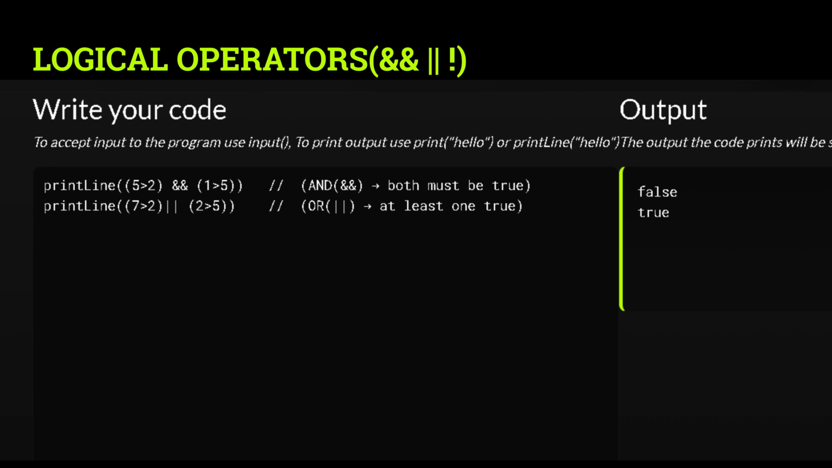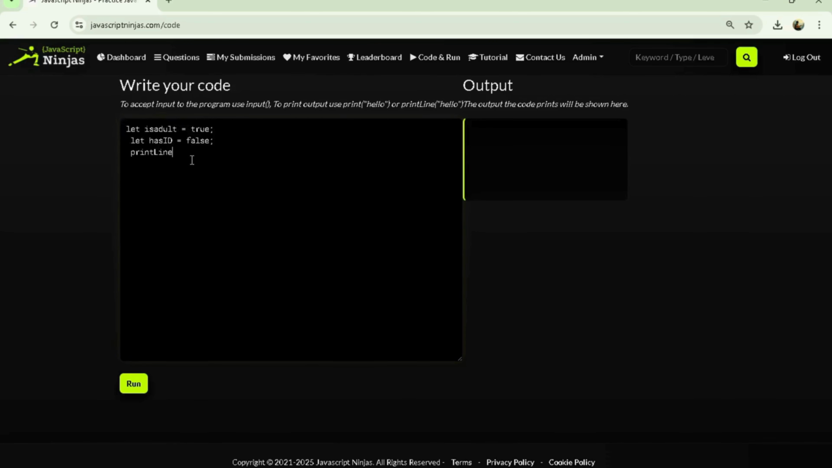Logical operators are used to work with values that are either true or false, which are also known as Boolean values. In this example, I used the AND operator. It only returns true if both conditions are true. Since is adult is true but has ID is false, the result is false. Another, I used the OR operator. It returns true if at least one condition is true. Here, since is adult is true, the result is true even though has ID is false.